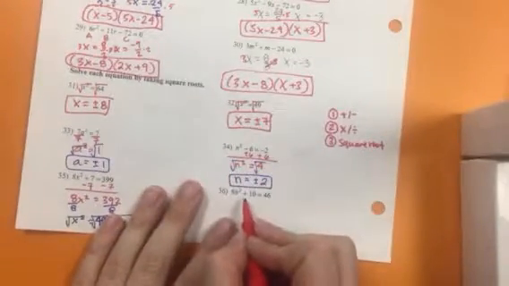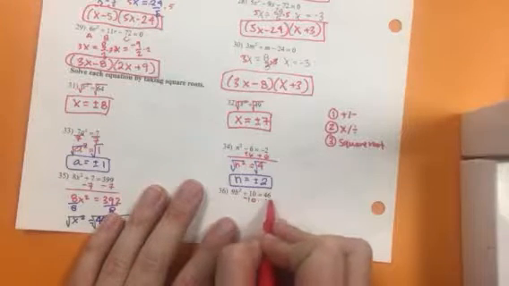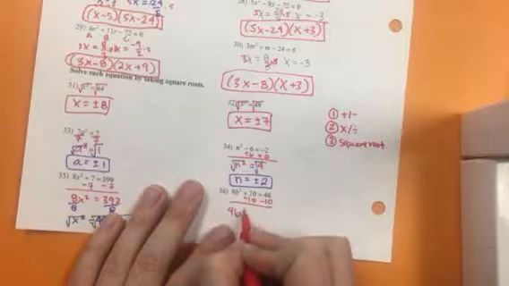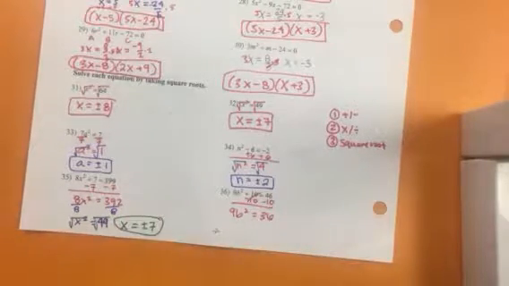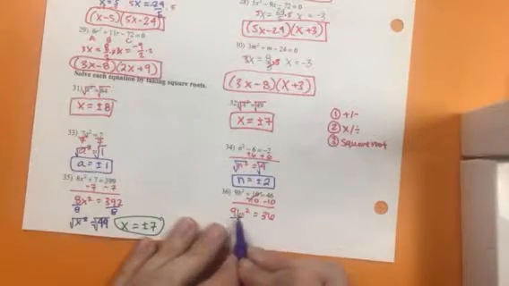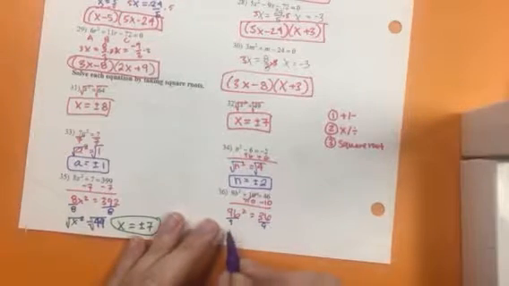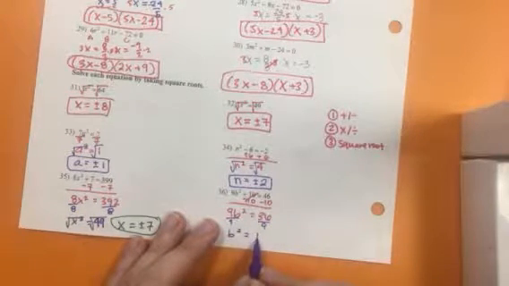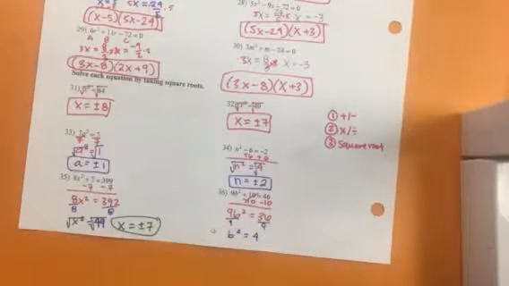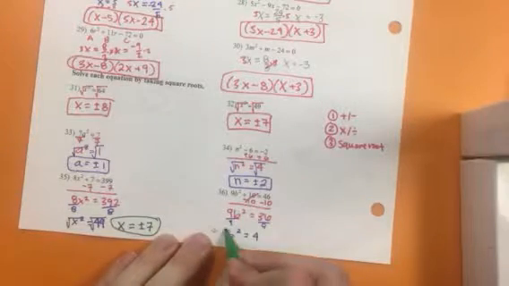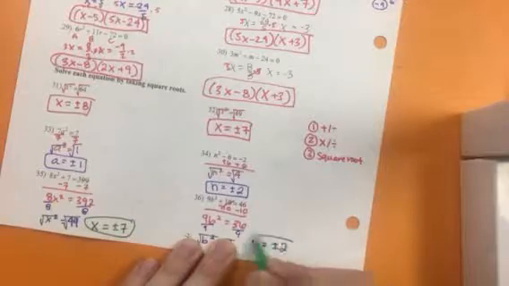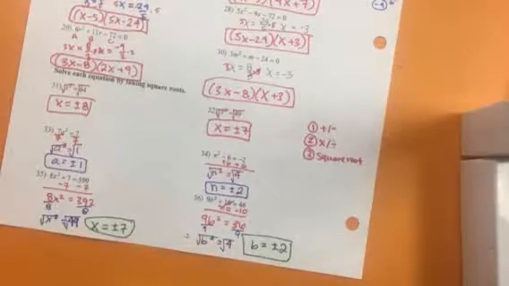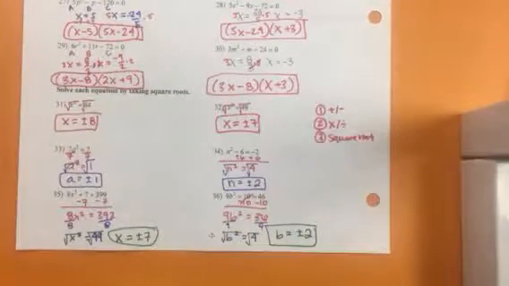Check, can I add or subtract? I can subtract the 10. 9b squared equals 36. Divide by 9. B squared equals 4. To get rid of the power, you square root it. B equals plus or minus 2. And that is how you solve a quadratic equation by taking the square root.